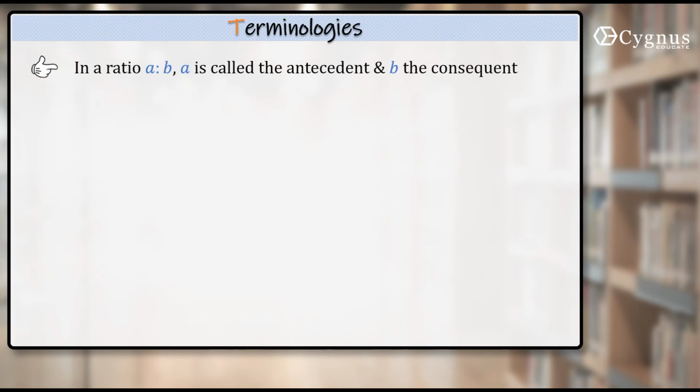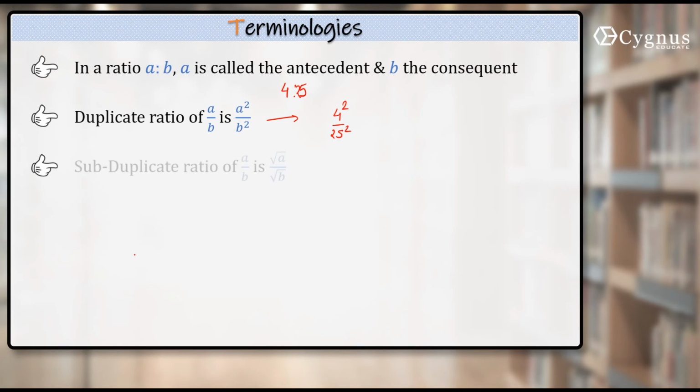Now there are a few terminologies. Let's try to understand those terminologies. The first one, in the ratio A is to B, A is called antecedent and B is called consequent. We call them numerator and denominator also. Yes or no? And the duplicate ratio of A is to B is nothing but A square is to B square. For example, A is to B is given equal to 4 is to 5. Let's say this is 4 is to 25. So the duplicate ratio will become 4 square by 25 square. Yes or no?